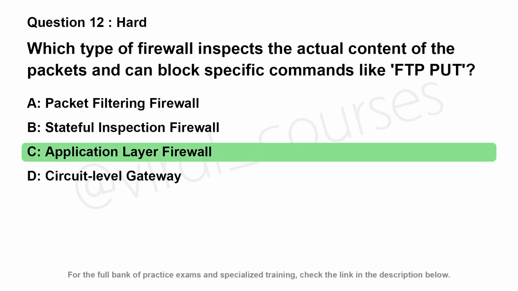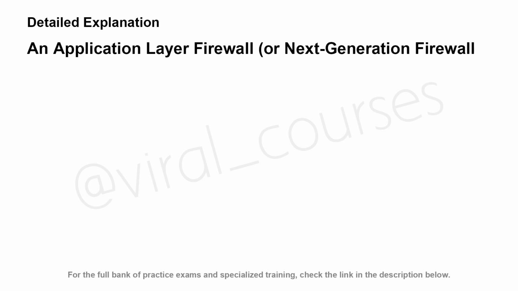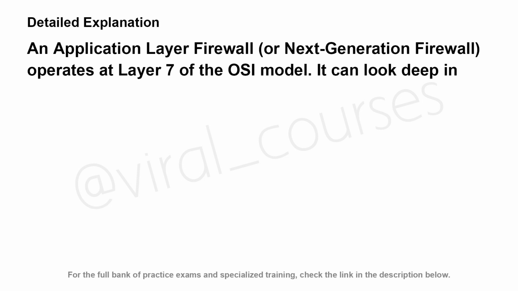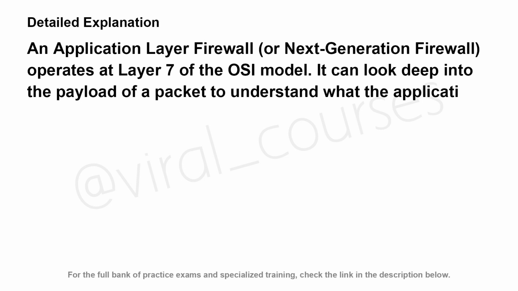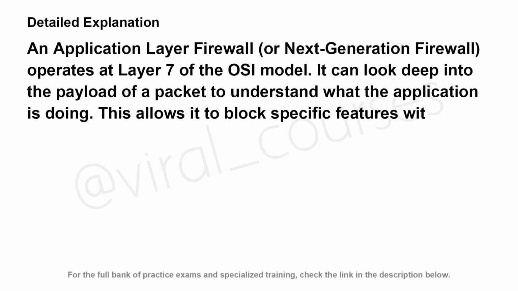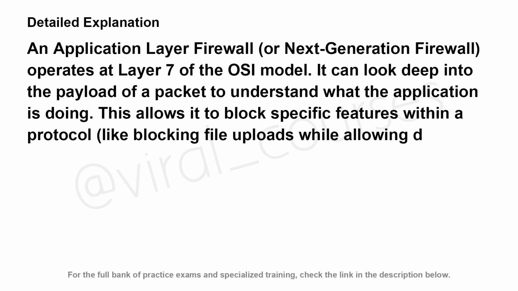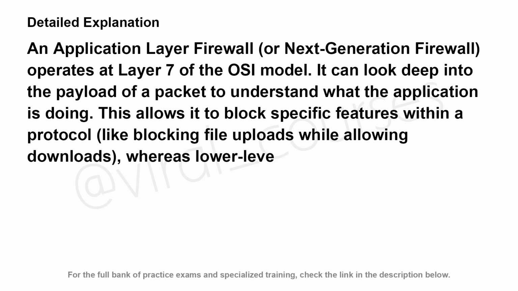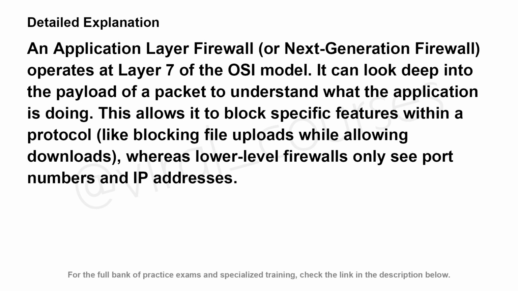The correct answer is C. An application layer firewall, or next generation firewall, operates at layer 7 of the OSI model. It can look deep into the payload of a packet to understand what the application is doing. This allows it to block specific features within a protocol, like blocking file uploads while allowing downloads, whereas lower-level firewalls only see port numbers and IP addresses.